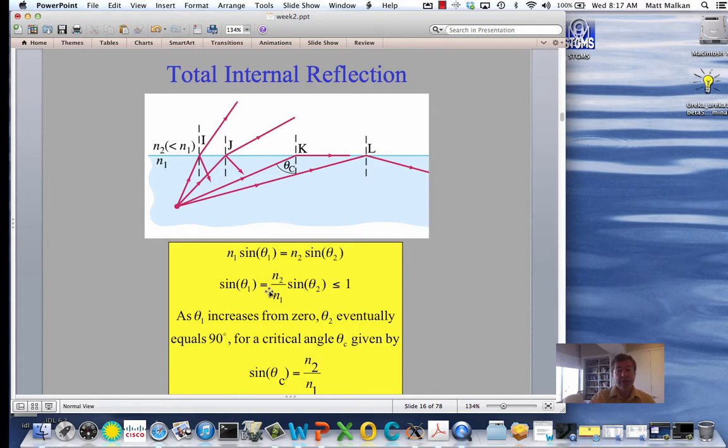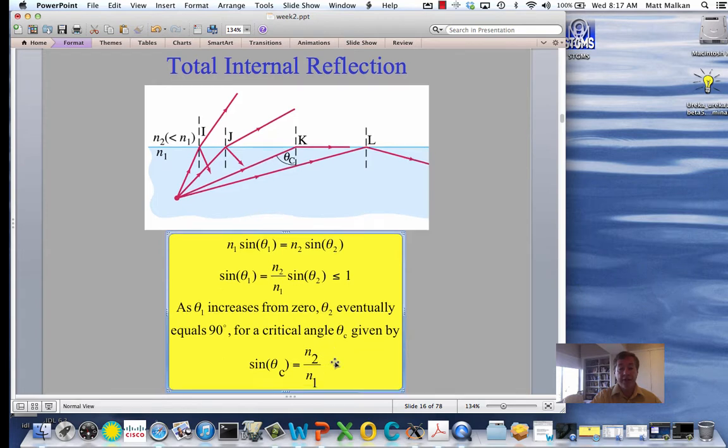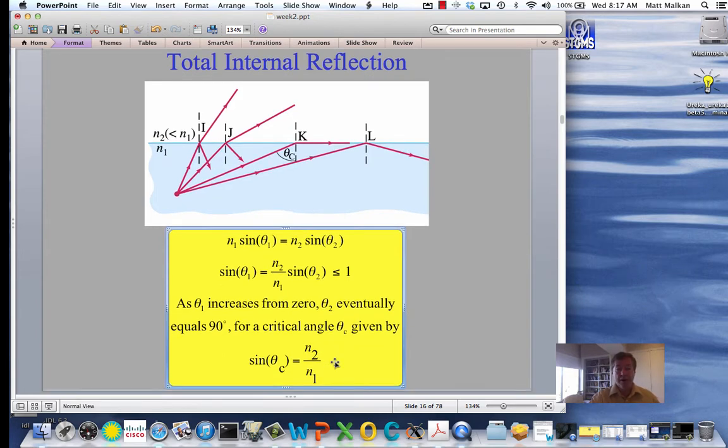Sorry, when is this exactly equal to 1, and therefore when is this exactly equal to 1? That is solved. We just have to take the arc sine of both sides, and the condition for that is that sine theta c is n2 over n1, or theta critical is the arc sine, the inverse sine of n2 over n1. So if n2 and n1 are equal, there's no problem at all. It's trivial. There's no refraction.